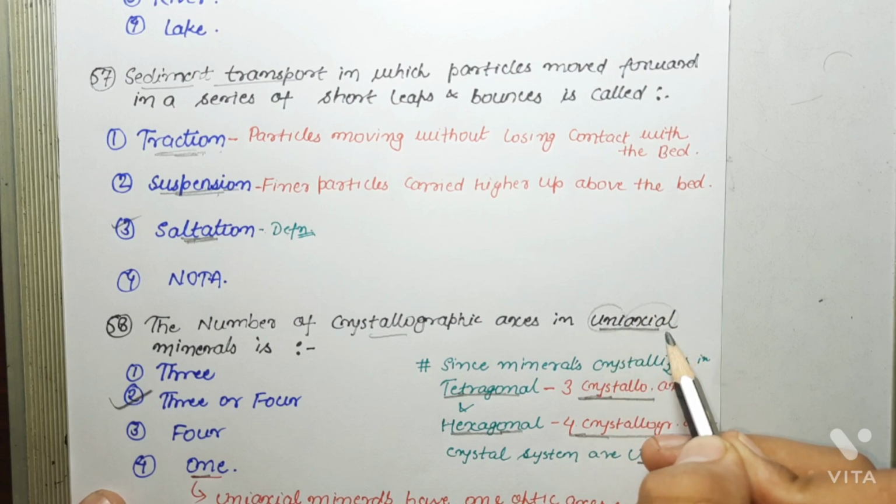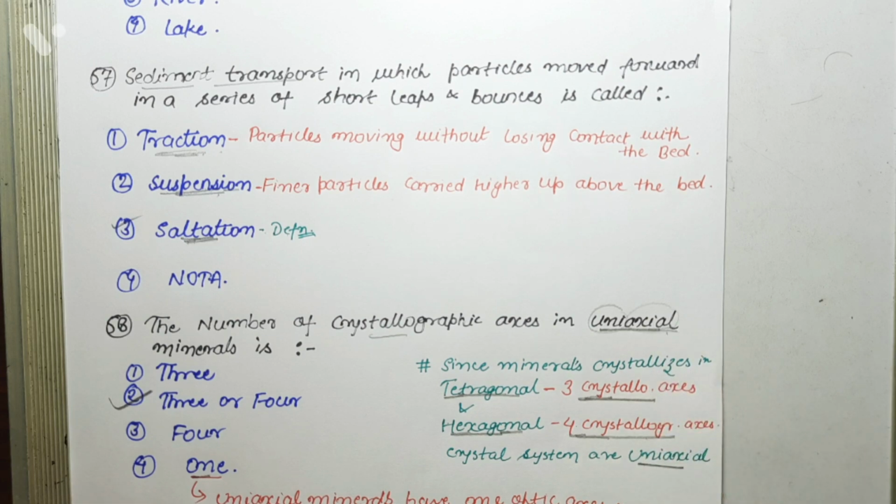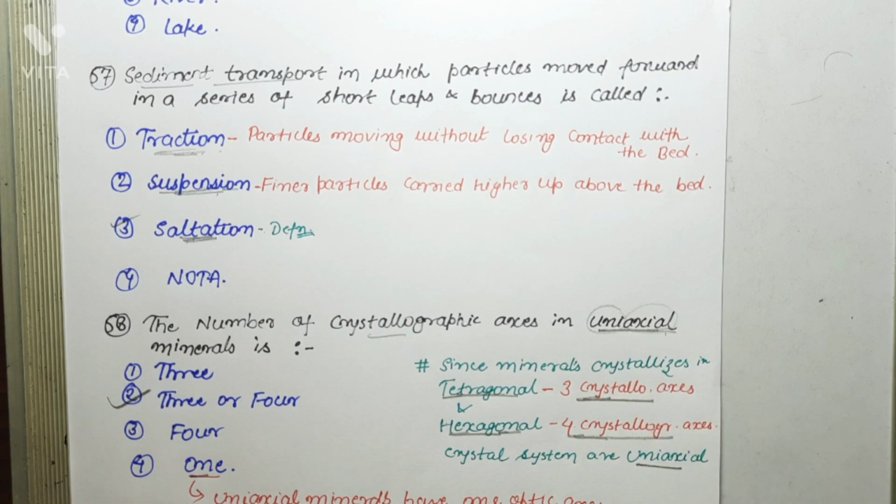In case of biaxial, minerals which crystallize in the orthorhombic, monoclinic and triclinic crystal systems are biaxial in nature. And these biaxial minerals have 2 optic axes, as the name suggests. Bi means 2 and axial means axis. So basically 2 optic axes. So as far as this question is concerned, the number of crystallographic axes in a uniaxial mineral is 3 or 4.